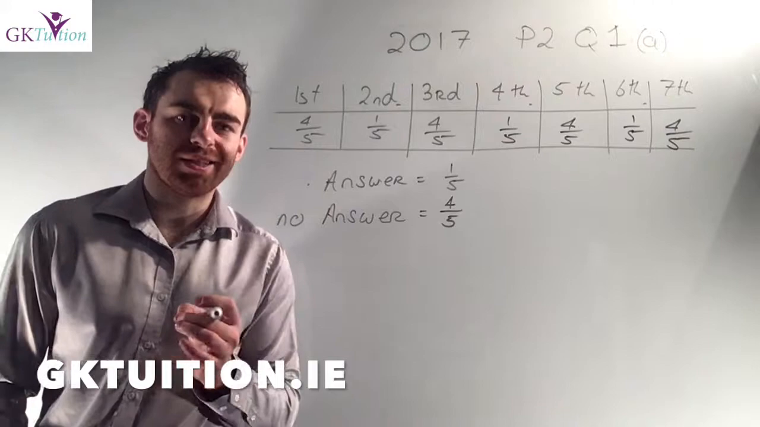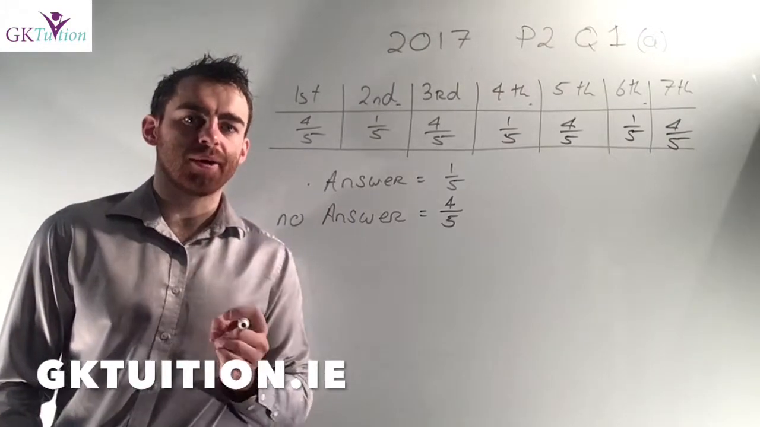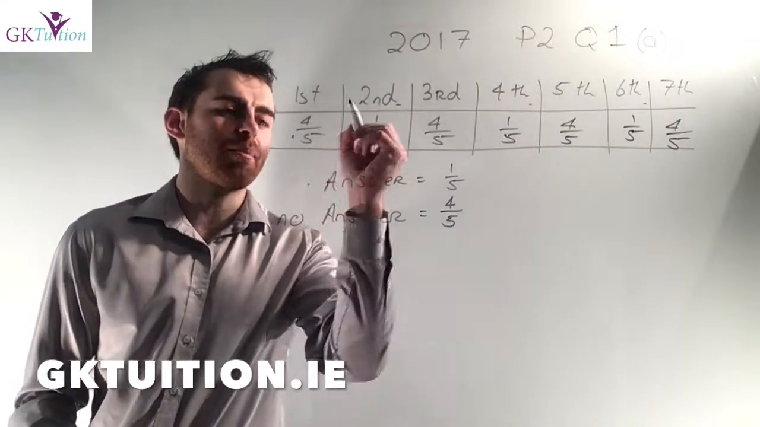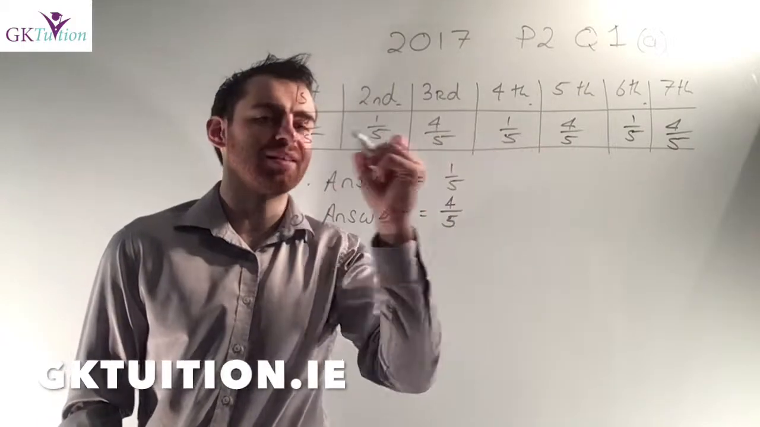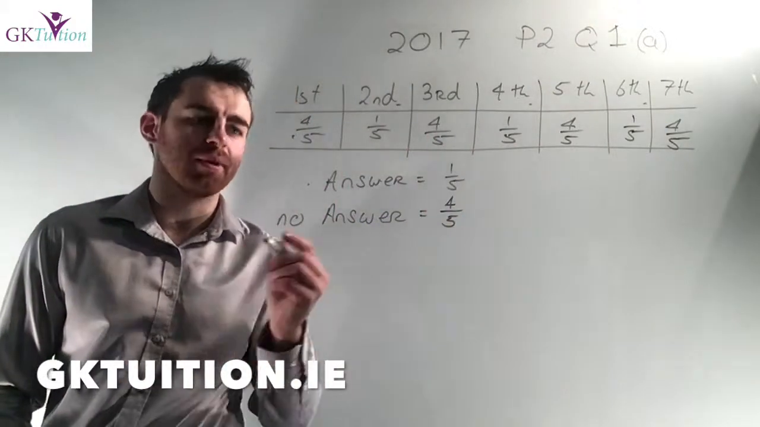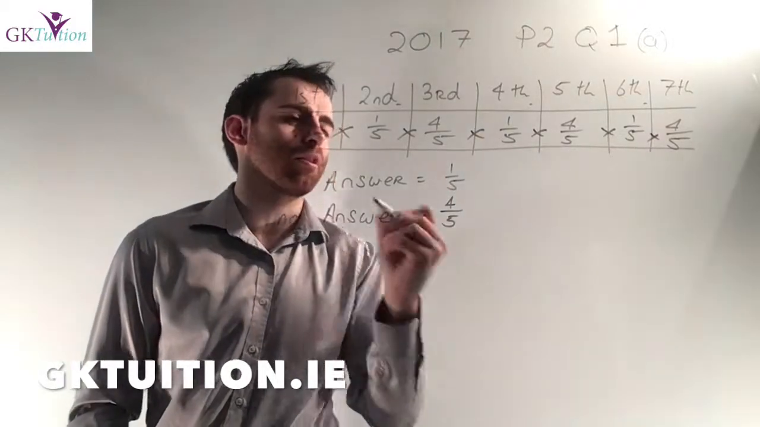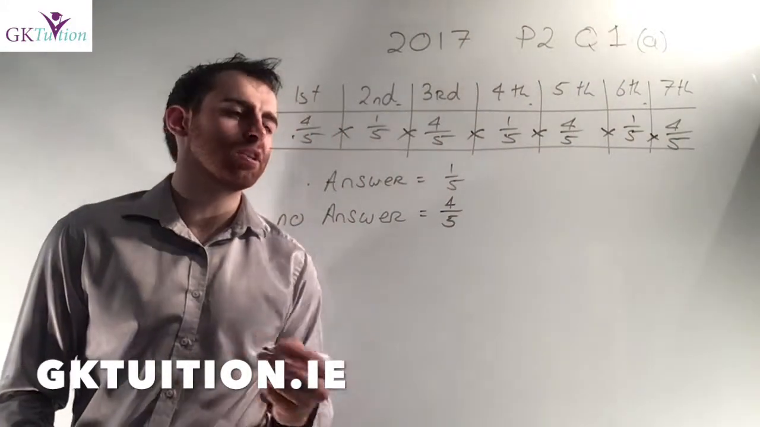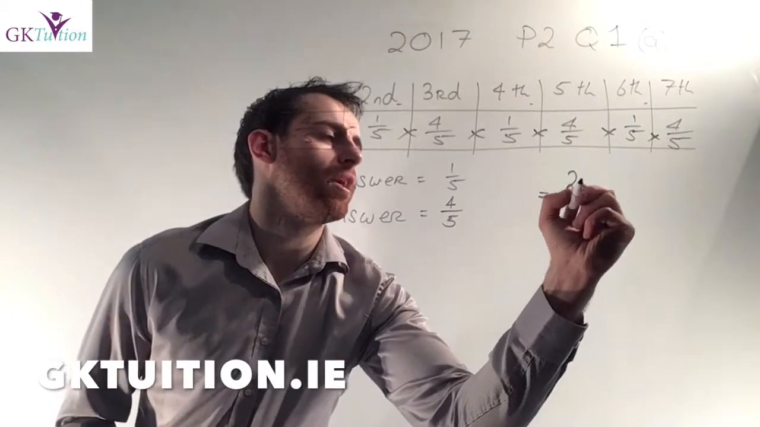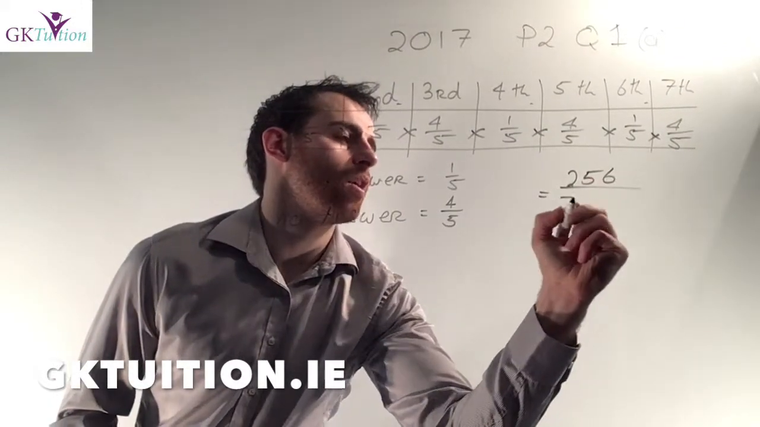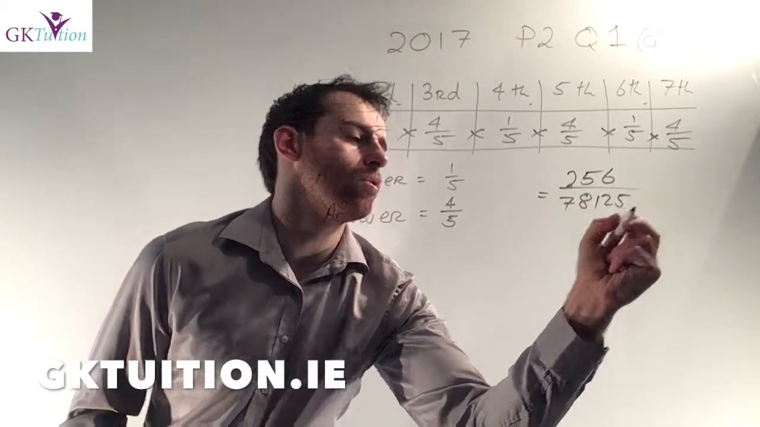Now in probability, and means multiply. So in this case, I want this to happen, and this, and this, and this. So I want all 7 of these things to happen. So that means you just get your 7 probabilities and you multiply them all by each other. If I multiply these 7 fractions by each other, my final answer in this case is 256 over 78,125.